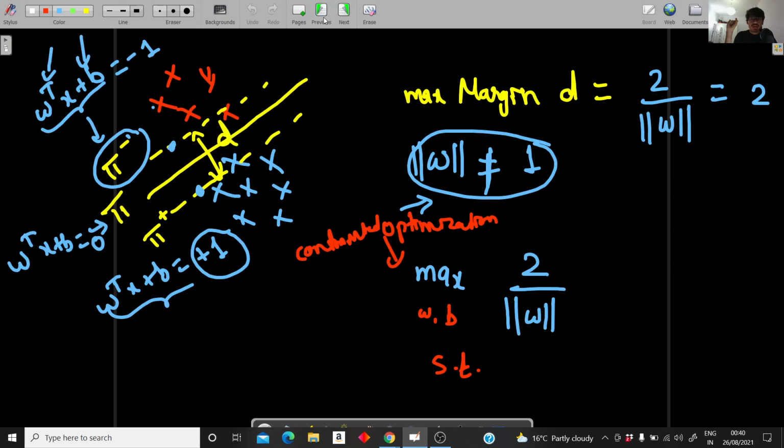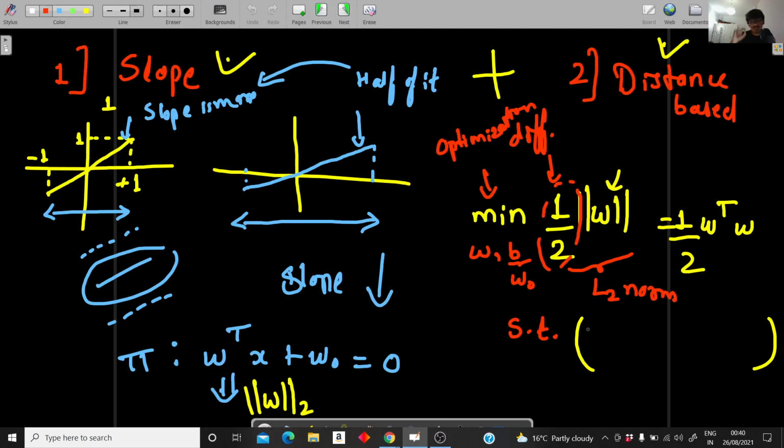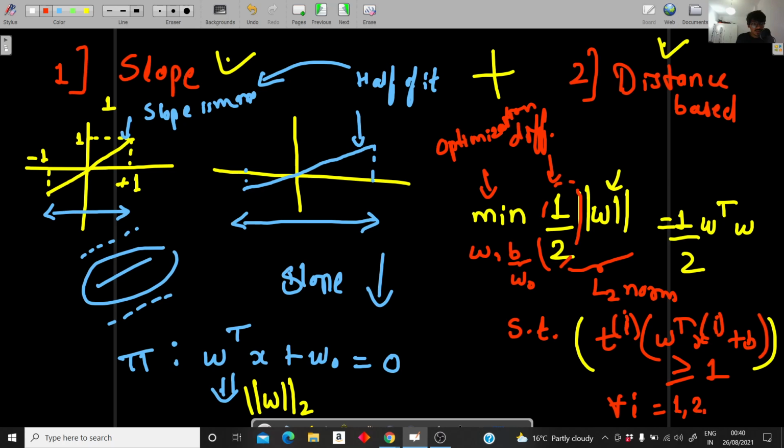And so now I'll write the constraint. What is the constraint? Such that my Ti, I hope you know now how I defined Ti, multiplied with (W transpose Xi plus B) should be greater than or equal to 1 for all training instances. So for all i equals 1, 2 up till m, let's say we have m number of data points, that is, the total combination of red and blue data points is equal to m.